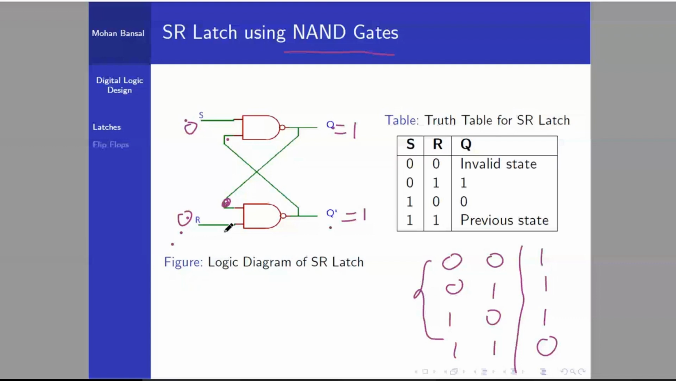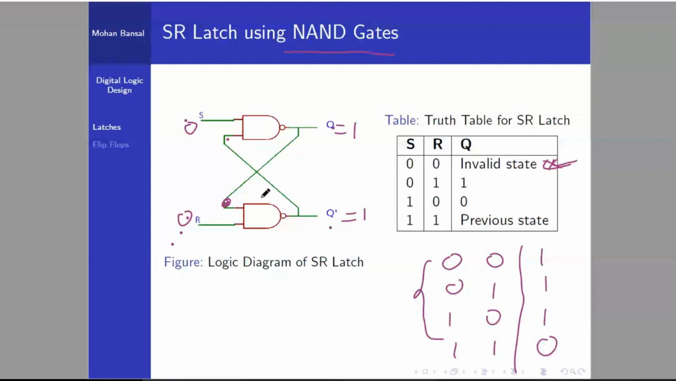What is the observation here? It is not possible, because Q and Q complement should be complements of each other. If Q is 1, Q complement must be 0. But it is not here. When S is 0 and R is 0, we are getting 1, 1 in both outputs. That is invalid, so you can see the invalid state written here. Is that point clear? Why is it an invalid state?